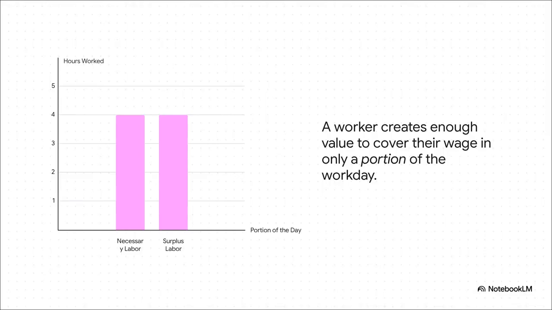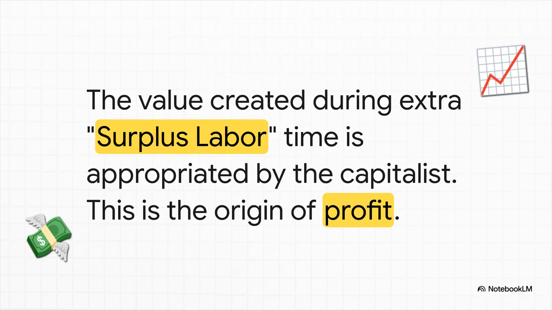Let's break down the working day. A worker might create enough value to cover their own wage in, say, the first 4 hours of their shift. Marx called this necessary labor. It's the part of the day where they're basically working for themselves. But of course, the worker doesn't go home after 4 hours. They work the full 8-hour day. So what about those other 4 hours?